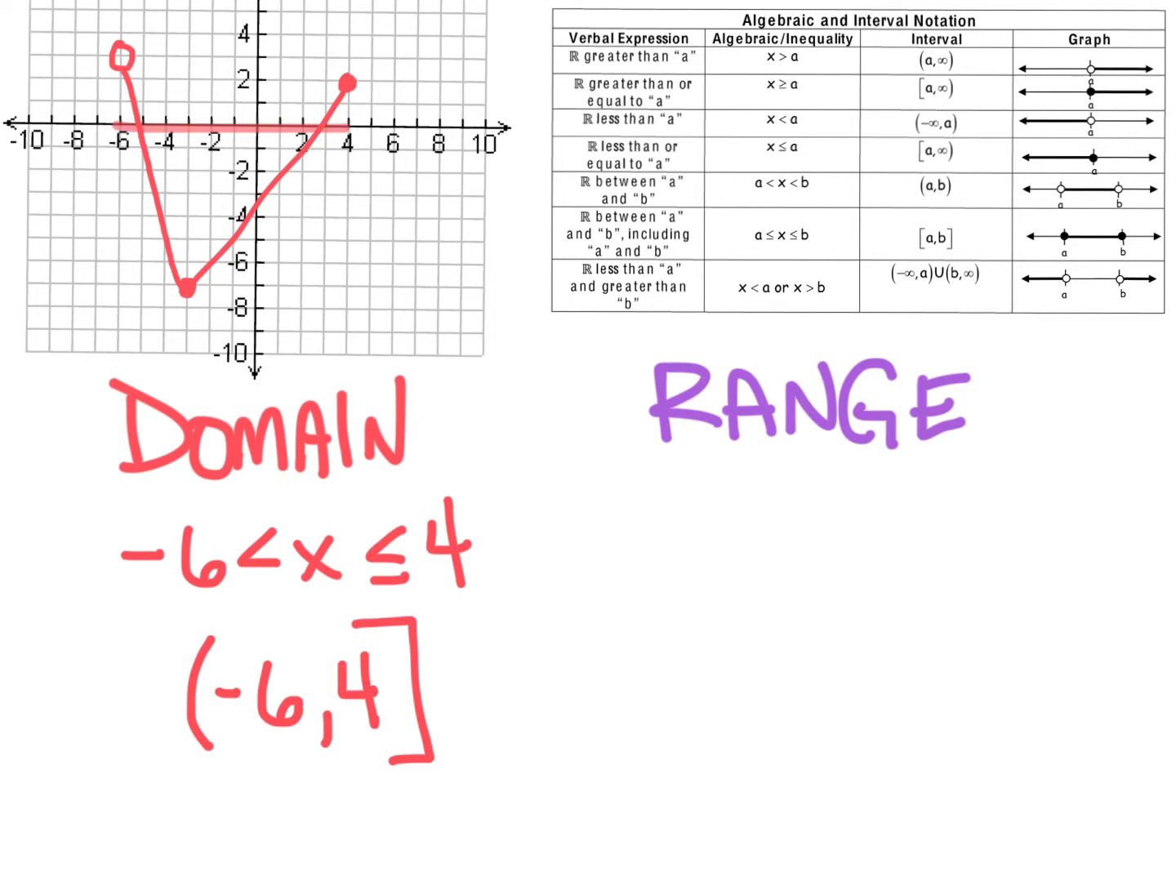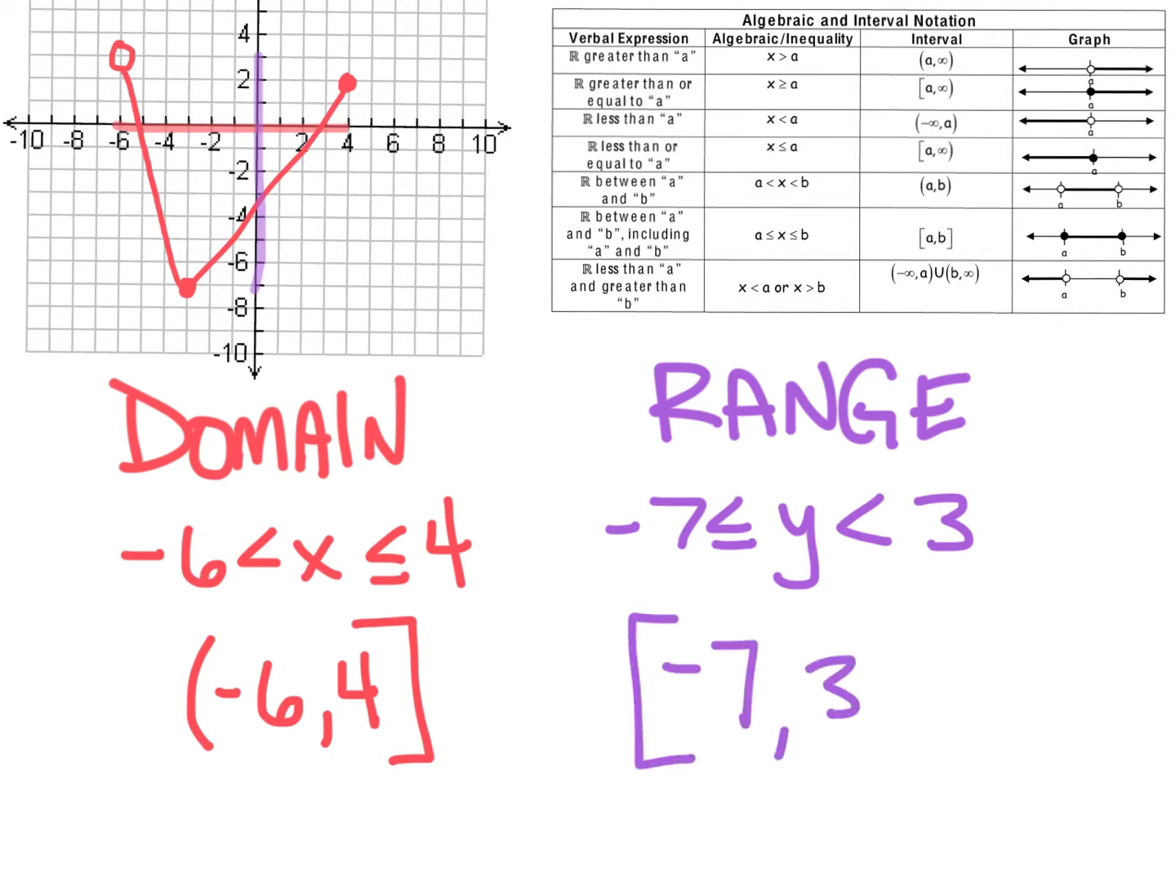Okay, now let's look at the range. I'm going to go along the y-axis from the lowest point to the highest point. There's never a break in between there, so my lowest point is -7. It's included. So negative 7 is less than or equal to y. And the highest point is 3, which is not included. So in interval notation, this negative 7 gets a bracket, the 3 gets a parentheses.